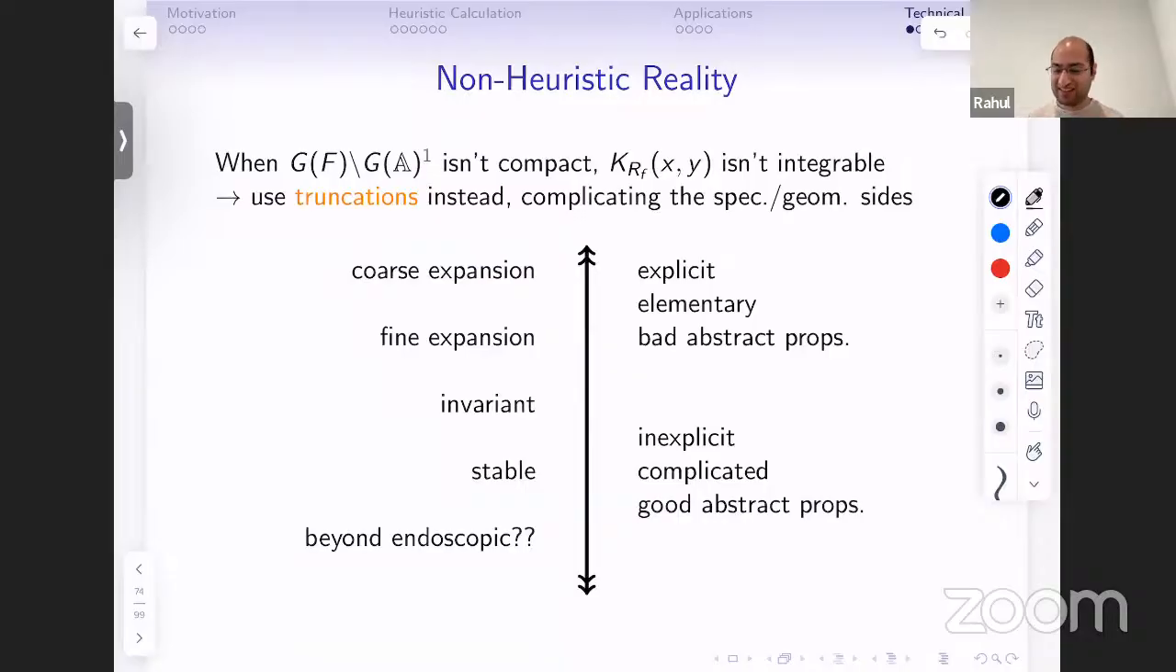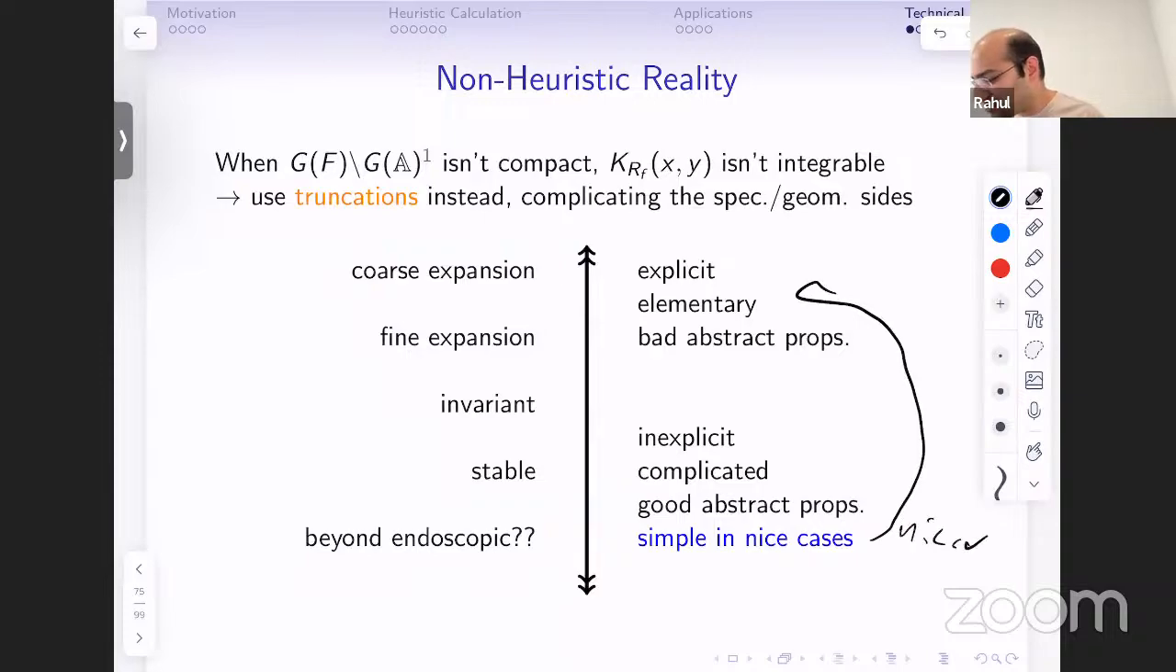So these are pretty bad if you want to explicitly calculate something, except because they have these good abstract properties, there are various nice cases in which they simplify very dramatically. And these are even nicer than the things on the top of the spectrum in these nice simple cases. So basically the best way to use the trace formula, or the least painful way to use the trace formula, is to be in one of these nice simple cases where the things near the bottom of the spectrum simplify, and use the things near the bottom of the spectrum.